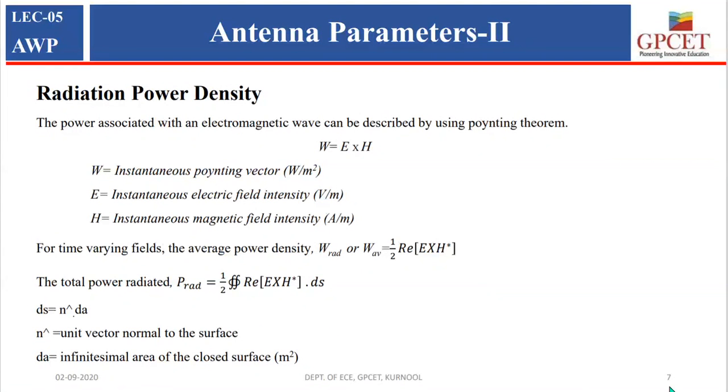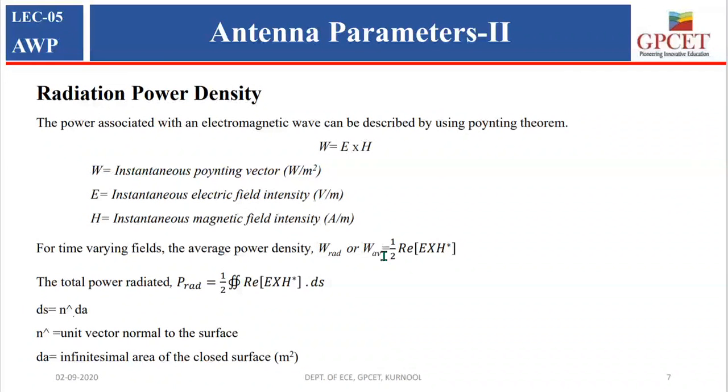So I think it is clear from this first equation, which is given by the Poynting theorem, right? According to the Poynting theorem, the instantaneous power in free space W is equal to E cross H. If these electric and magnetic fields are time varying fields, then we define a term called radiation power density. The radiation power density W_rad is equal to 1 by 2 times the real part of E cross H. So this equation will give you the power density at a point.